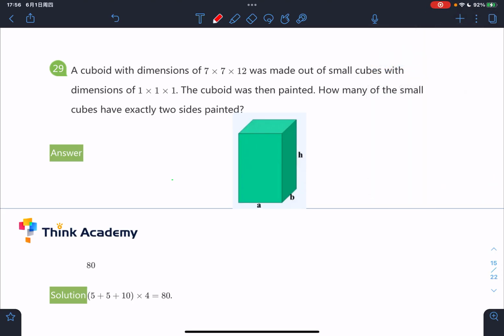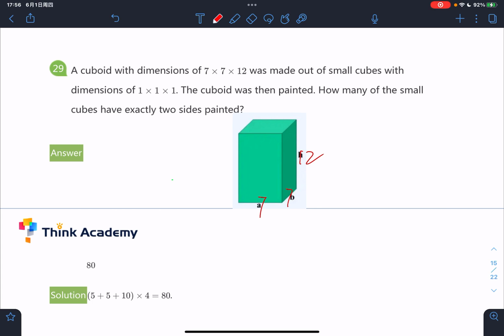Number 29, a cuboid with dimensions of 7 by 7 by 12 was made out of small cubes with dimensions of 1 by 1 by 1. So here we have 7 by 7 by 12. Okay, the cuboid was then painted. How many of the small cubes have exactly two sides painted?